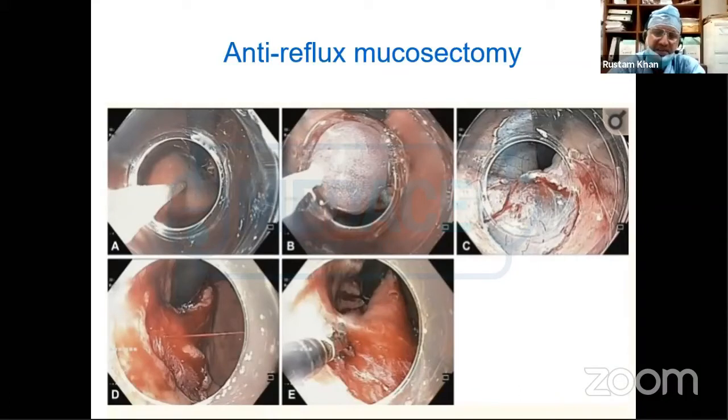And when there is a spurting of blood, there are special devices adherent to this instrument which can stop the bleeding as well. So these are endoscopic measures through which we can do some supportive treatment to the patient with GERD disease.